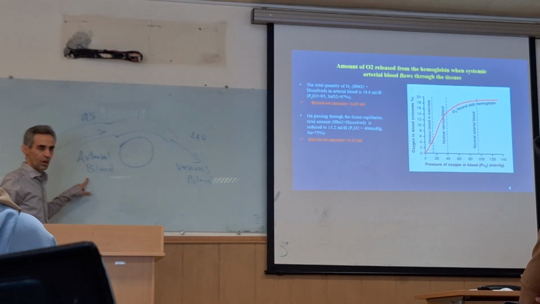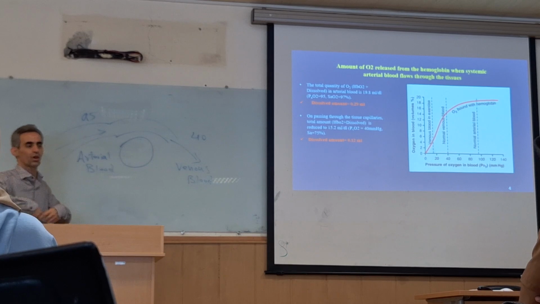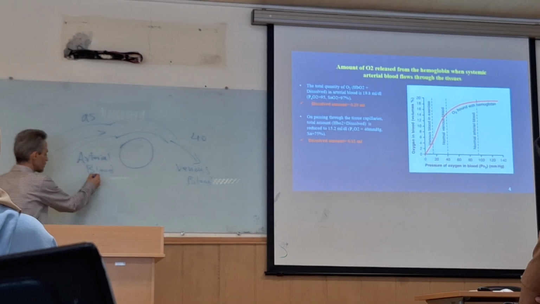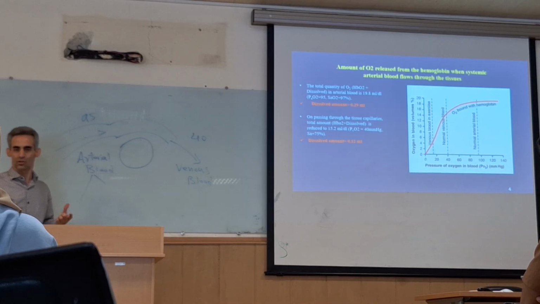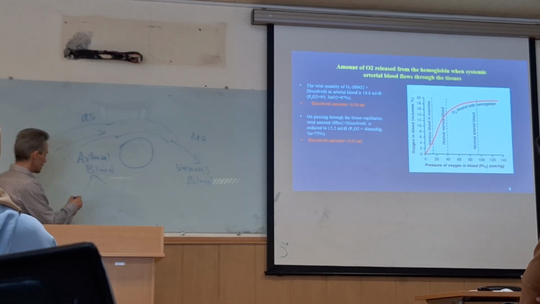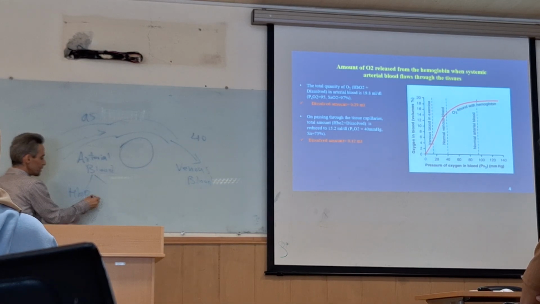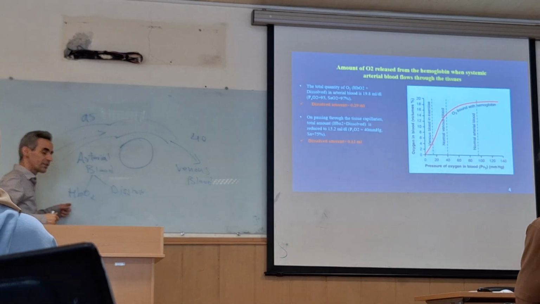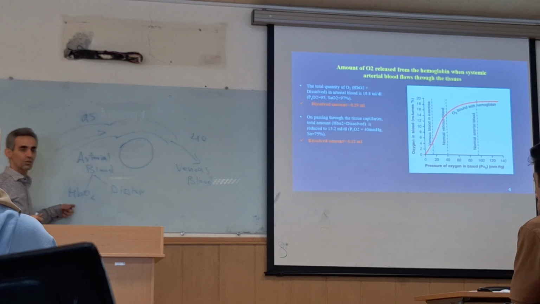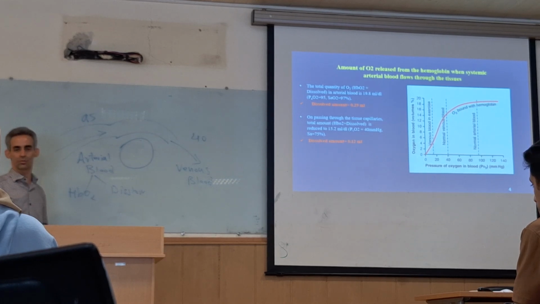Here I want to calculate the total content, the total amount of oxygen. You know that in blood we have two ways of oxygen transportation: oxyhemoglobin and dissolved. In oxyhemoglobin, at first I want to calculate the oxyhemoglobin amount.